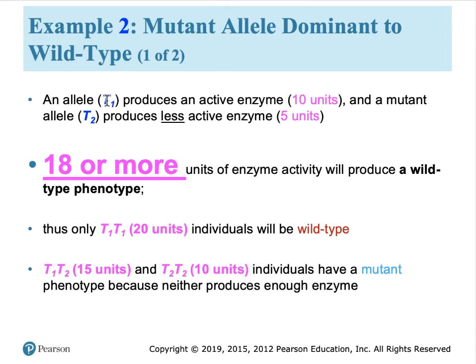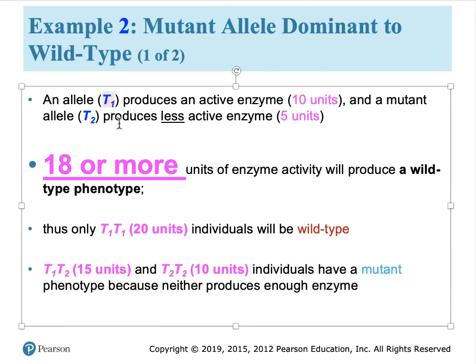Now, this is an alternative way in which genetic alleles can be represented. The use of the subscripts is appropriate. So T1 is one allele and T2 is the other. Let's look at the relationship between these two alleles. Assume that T1 produces an active enzyme with 10 units of activity, and a mutant allele, T2, produces less enzyme activity, this time 5 units. And assume that 18 or more units of enzyme activity will produce the wild-type phenotype.